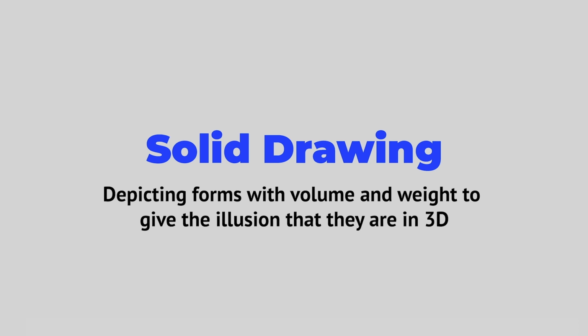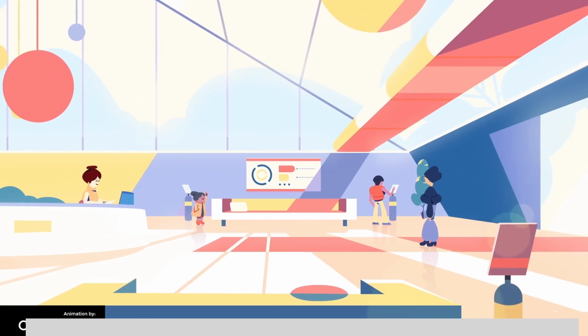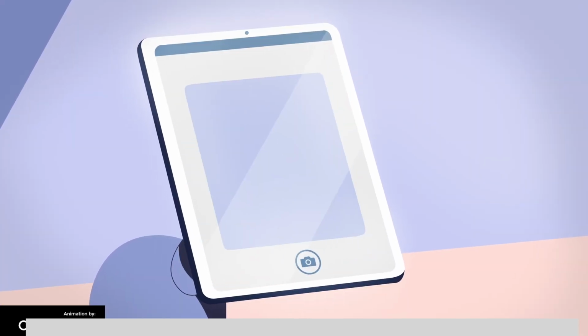The 11th principle is solid drawing. Solid drawing is all about making sure that animated forms feel like they move in a three-dimensional space, even though we see them as two-dimensional animations.